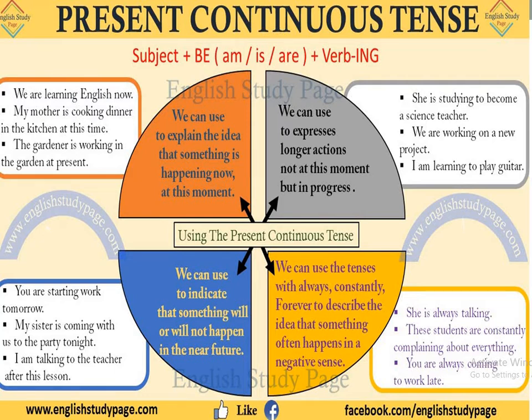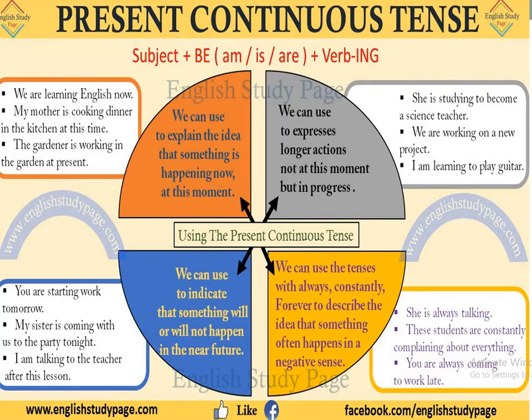For example, she is studying to become a science teacher. So this is a long action, it will take time for her to become the teacher. But we can use the present continuous tense: she is studying to become one. The next use is to indicate that something will or will not happen in the near future. Something which is not going to happen, or something is going to happen very soon in the future.